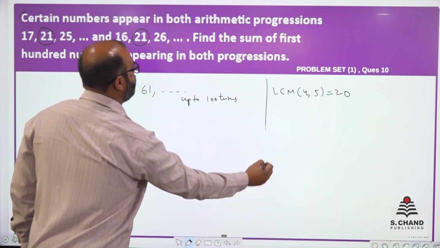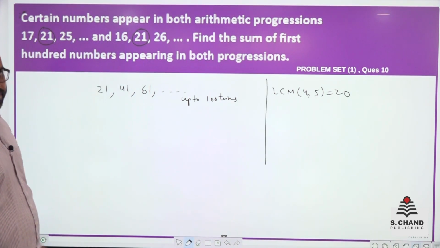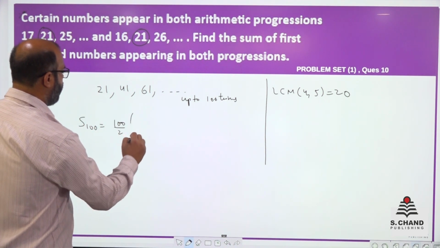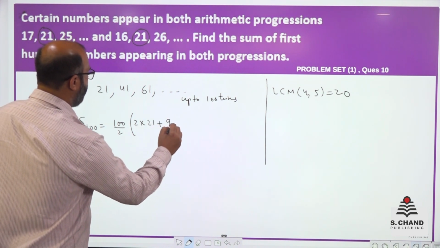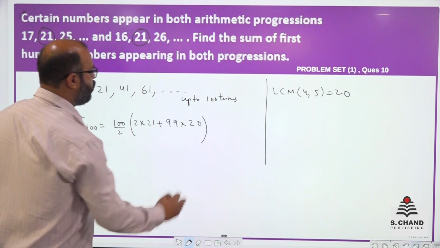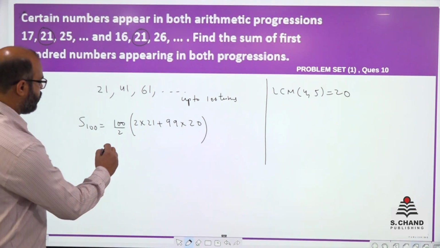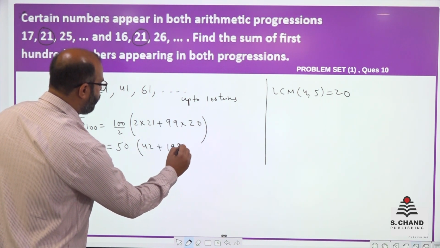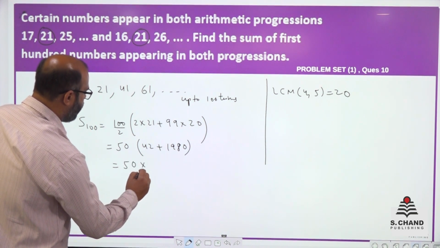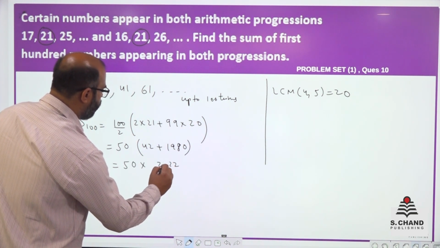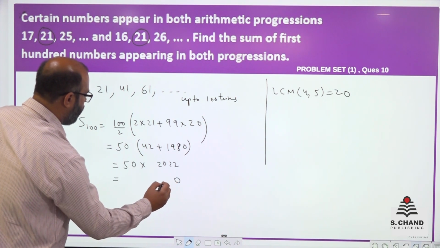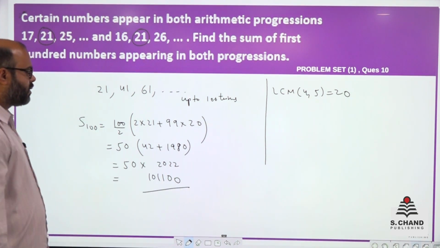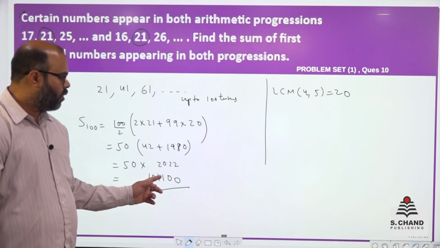Now they are saying that you have to find the sum of 100 terms. So sum of 100 terms is equal to 100 upon 2 into (2a plus 99 into common difference 20). N minus 1 is 99, right? So this will be 50, this will be 42, this will be 1980, and now the calculation part which we have to do, be careful: 2, 12, 2022, so 1, 0 will come here, so this will be a number like this, 1,01,100.